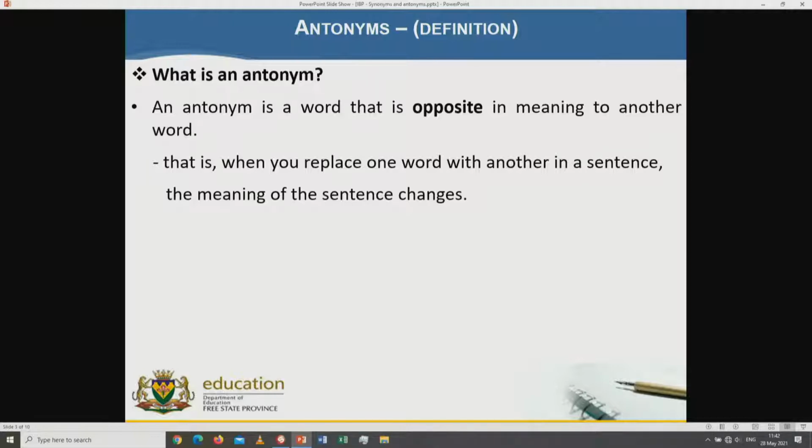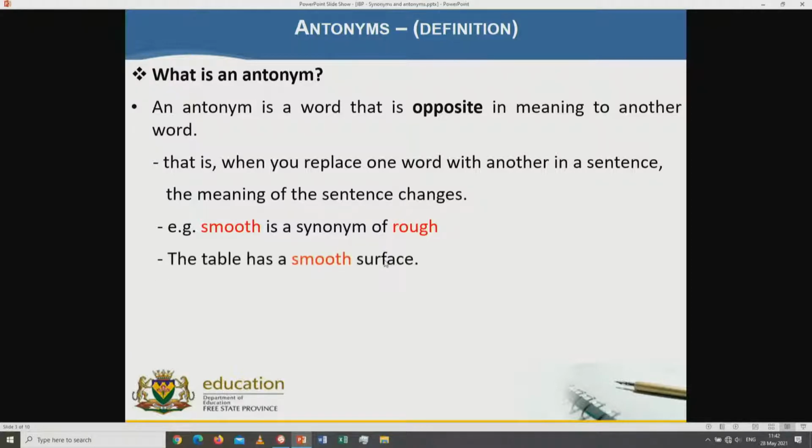Besides the one that you already have on your piece of paper, or the ones that you already have in mind, let us look at these ones. An example of an antonym: smooth. It's an antonym, not a synonym. I'm sorry for this one. Smooth is an antonym of rough. This is not a synonym. We need to correct that. It's an antonym. Smooth is an antonym of rough.